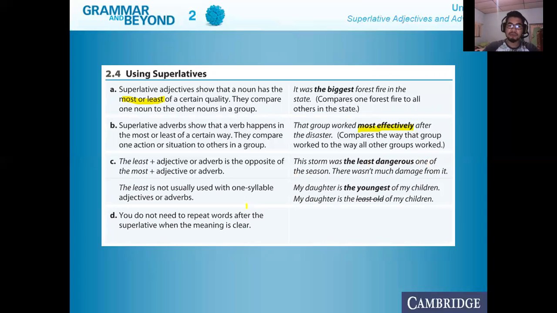You don't need to repeat the word after the superlative when the meaning is clear. Like when we saw with comparatives, the disaster was the biggest, or the disaster in this case was the biggest disaster to appear. It doesn't matter. You don't need to add anything else to compare. We normally add a group or the things that we're comparing to be more specific, but in this case, it's not necessarily needed, and it's something that probably you shouldn't use that much.